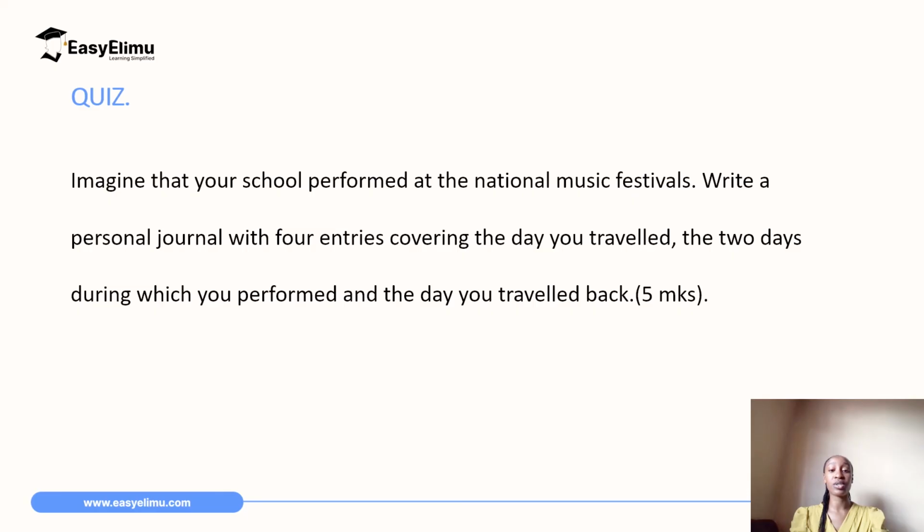Imagine that your school performed at the National Music Festivals. Write a personal journal with 4 entries covering the day you traveled, the 2 days during which you performed, and the day you traveled back. Remember to have the date there for each specific entry. So it means you're going to have 4 entries.